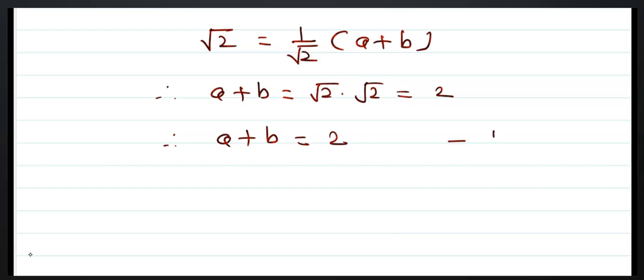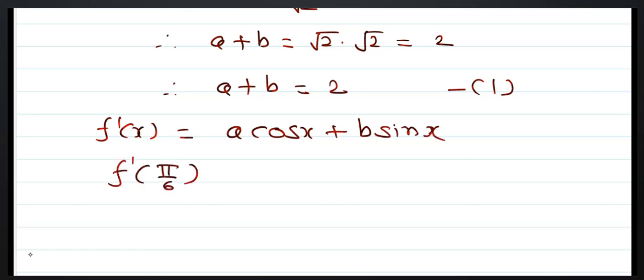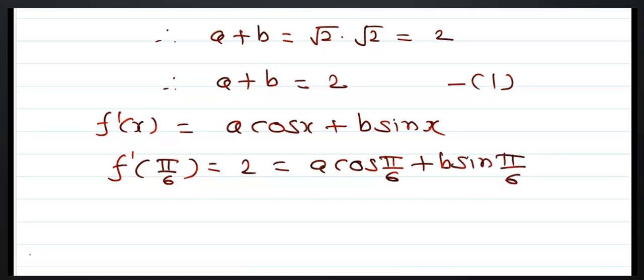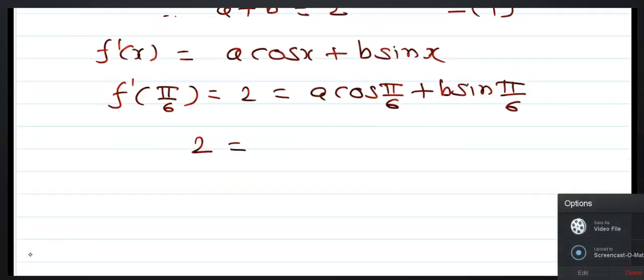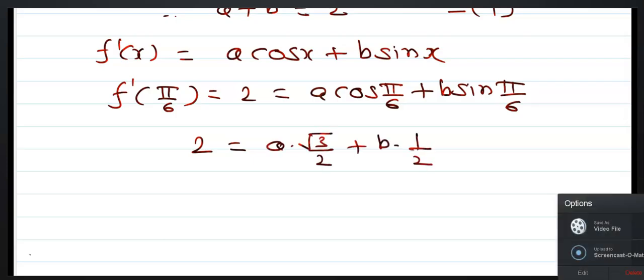a plus b is equal to 2. This is equation number 1. Next, f dash of x is equal to a cos x plus b sin x. f dash of pi by 6 is equal to 2, a cos of pi by 6 plus b sin of pi by 6. Now the value of cos of pi by 6 is root 3 upon 2 and sin of pi by 6, that is sin 30, is 1 upon 2. The cos of 30 is root 3 upon 2.